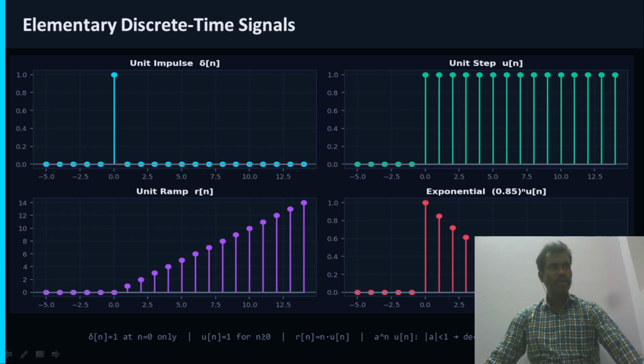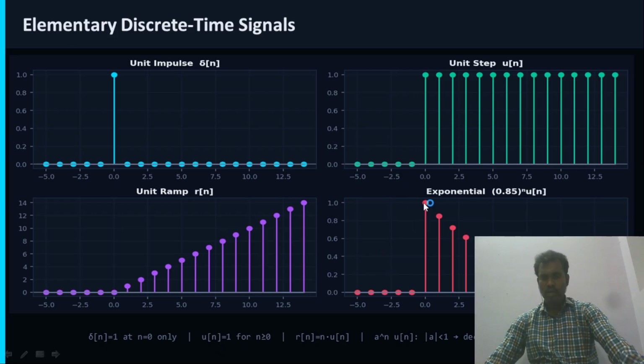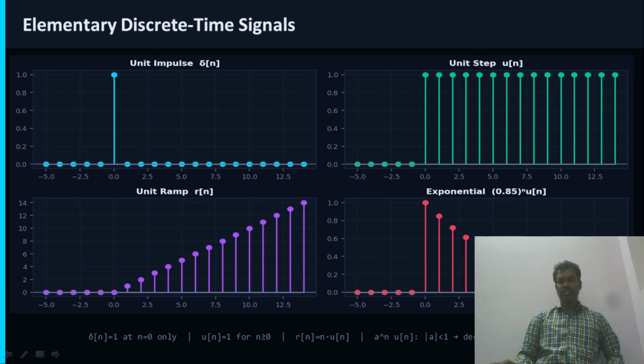Some constant power n into u of n. If the constant is greater than 1, then it is exponentially increasing. If the constant is less than 1, it is exponentially decreasing samples. And it is multiplied by u of n. U of n is equal to unit value only at the positive instance of time, and it is 0 at the negative instance of time. When a power n is multiplied by the unit sequence, 0 multiplied by any value will be 0, and only 1 multiplied by any value will give the values at the positive instance of time.